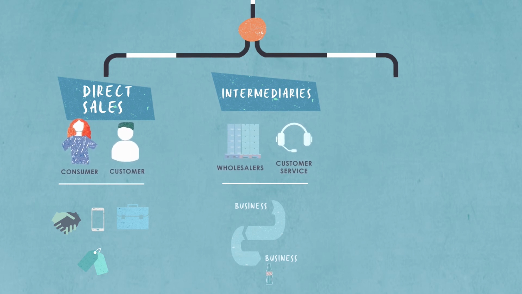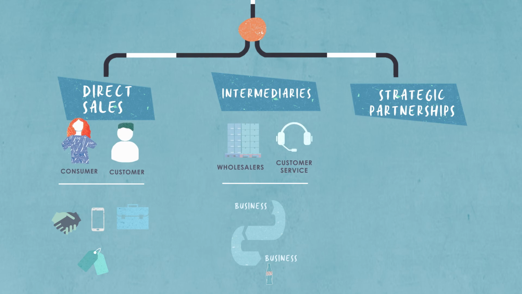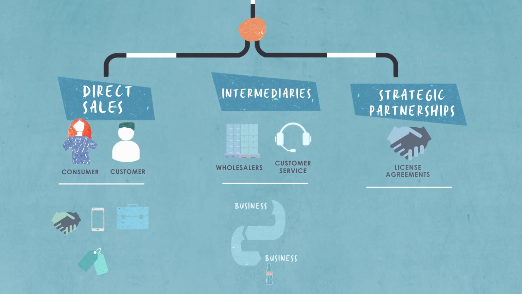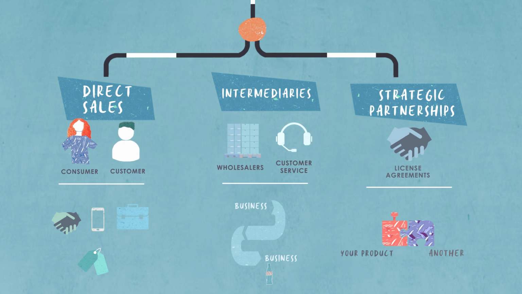Lastly, are strategic partnerships. These are license agreements embedded in another product or sold alongside another product. This is where you sell or agree to sell your product in, with, or as part of another in order to generate sales for both partners.